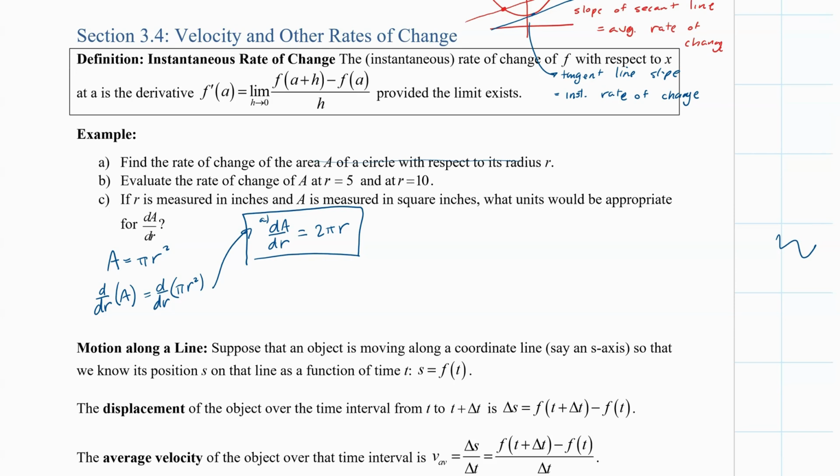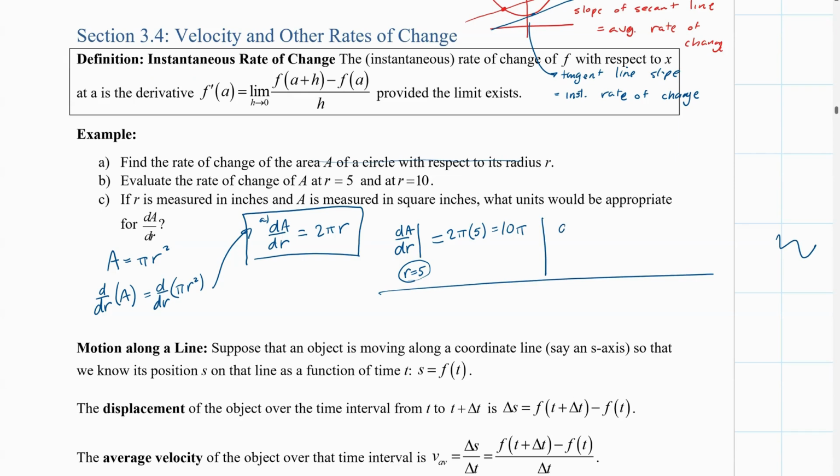What can we do with it? Well, let's evaluate the rate of change when r is 5. Let's introduce another little bit of notation. The rate of change when r is 5. So we've got this symbol, this vertical line that we pronounce when, and then we have some condition that we're going to impose on the situation, when r is 5. And that's going to be 2 pi, and every place we see an r, we replace it with 5. And that's going to be 10 pi.